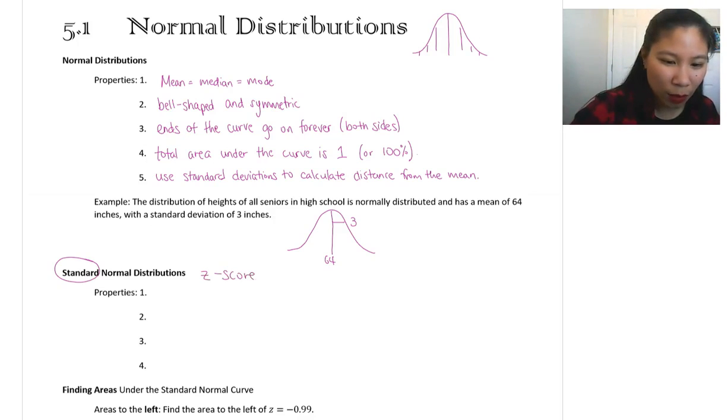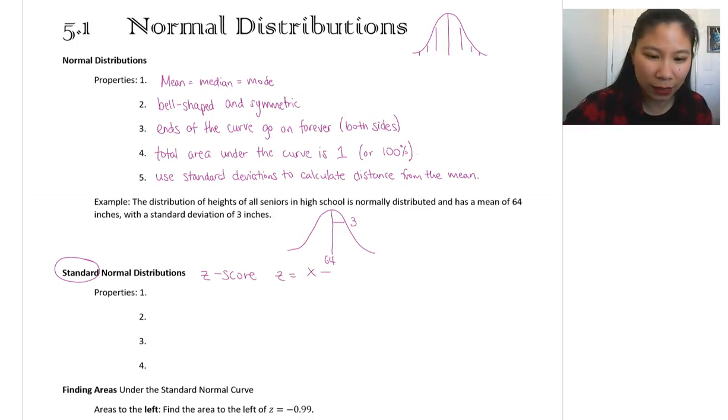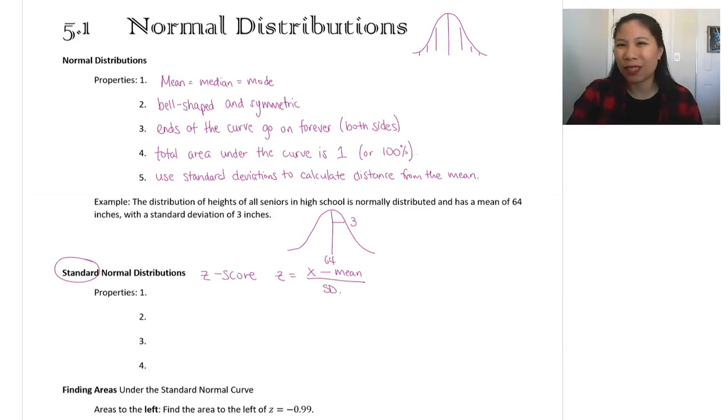So if you remember, your z-score formula was z equals x minus the mean, divided by the standard deviation. If they give you the mean and the standard deviation every time, you would be able to plug that into our formula here. X is always the number that they're asking about in the problem. That way you can figure out your z-score.